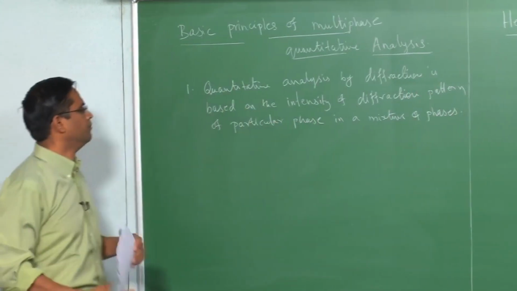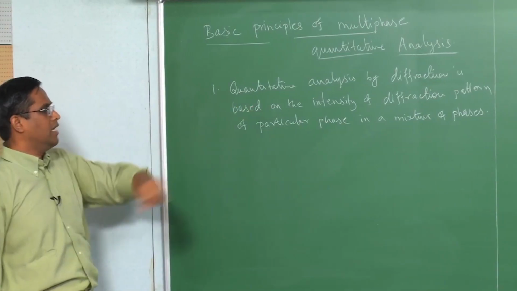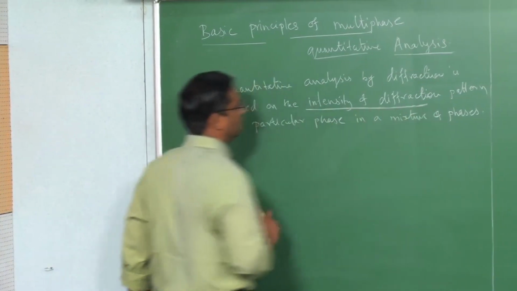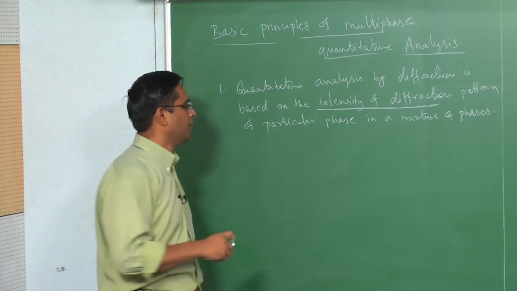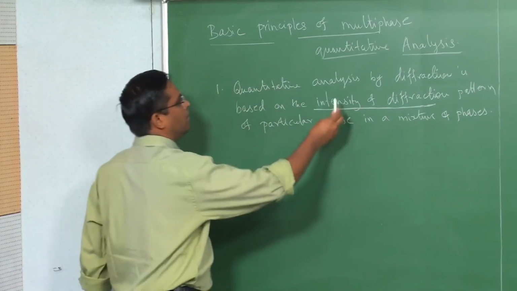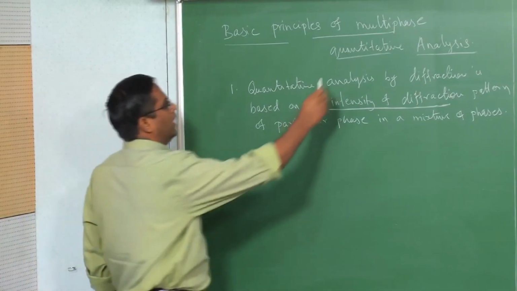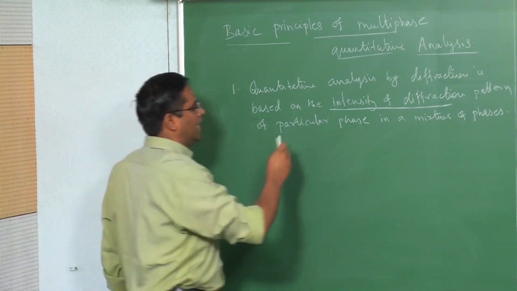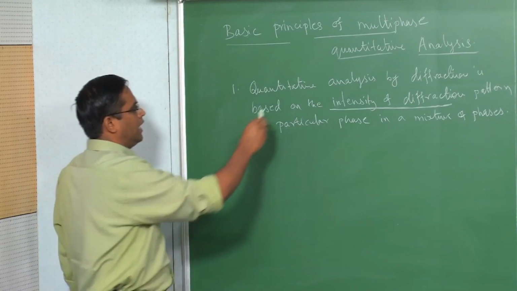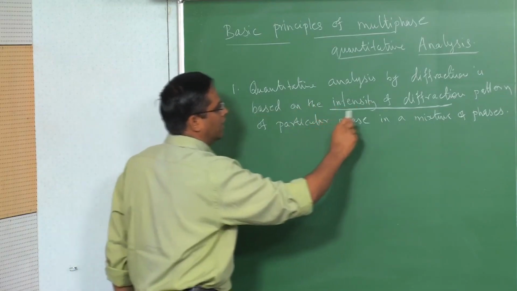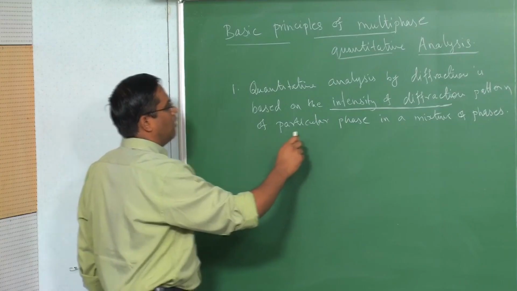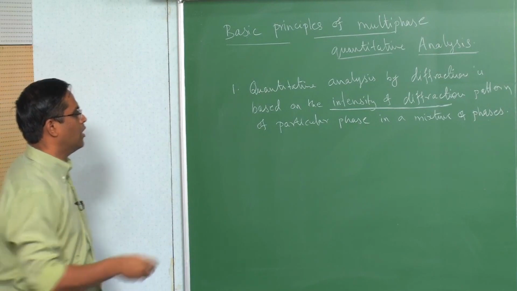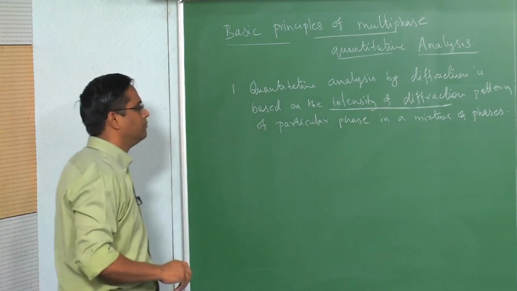So, what I have written here: the quantitative analysis by diffraction is based on the intensity of the diffraction pattern of a particular phase in a mixture of phases, because we are interested in identifying the phase in a multi-phase system, a system of more than one phase. So, the basic idea is that quantitative analysis is based on the intensity of the diffraction pattern from the particular phase in a mixture of phases. So, what is the next step? What does this intensity depend on? That is what we have to write now.